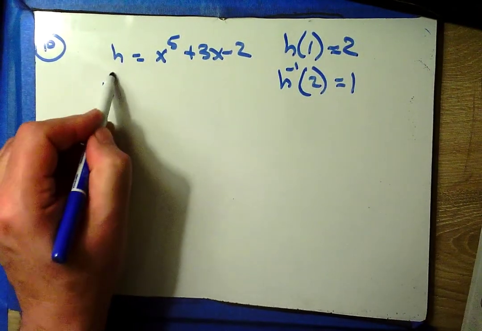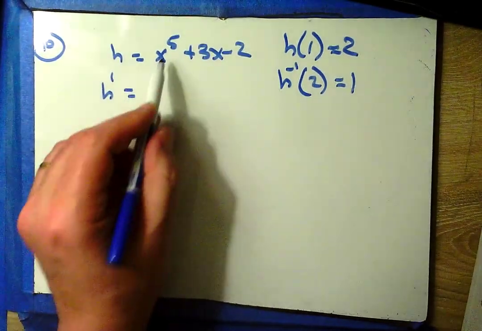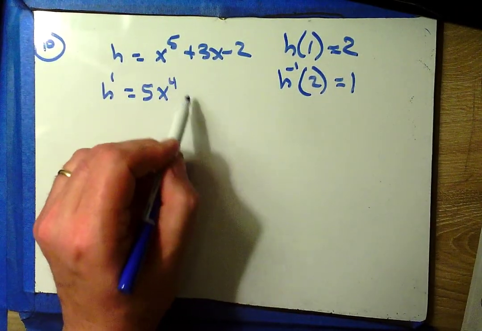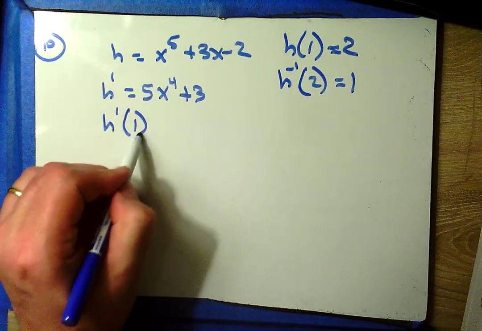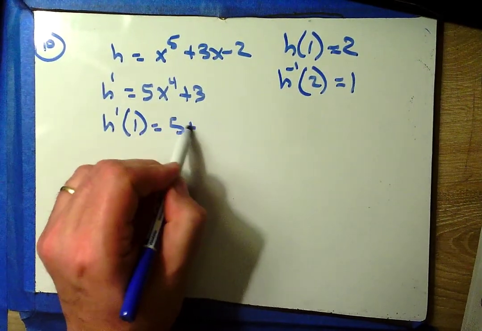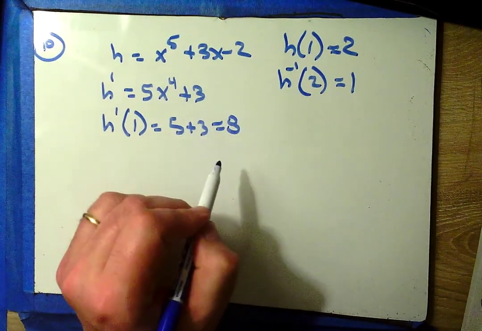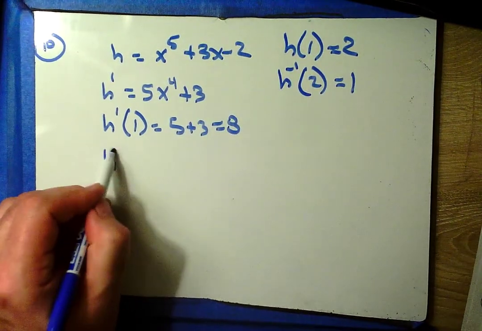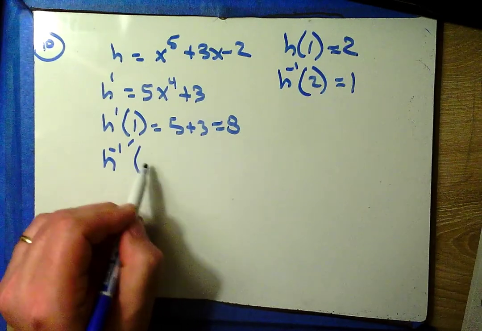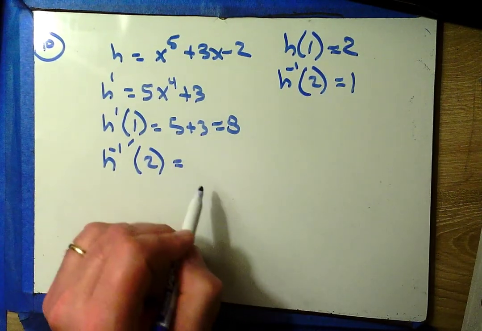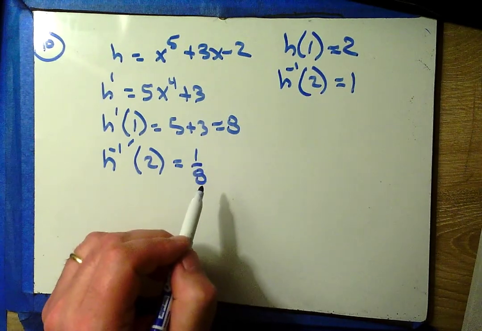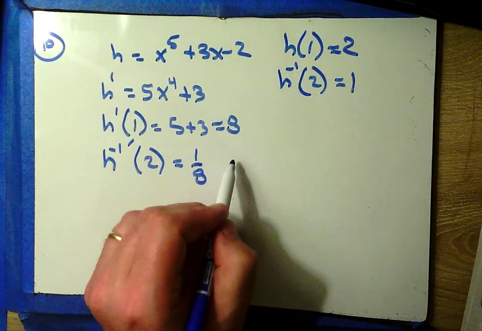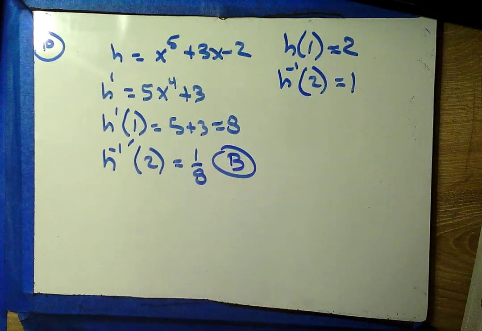Well, what about h prime? H prime is 5x to the 4th plus 3. And I want to know h prime at 1, which is 5 plus 3 or 8. Therefore, h inverse prime at the inverse point must be the reciprocal of this, 1/8. And so I get 1/8, and that's also choice B for number 10.